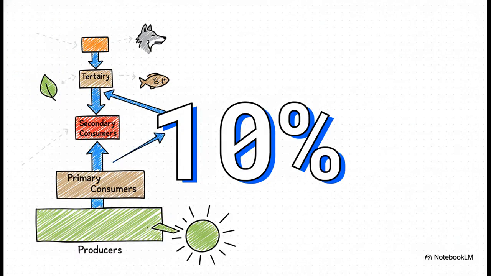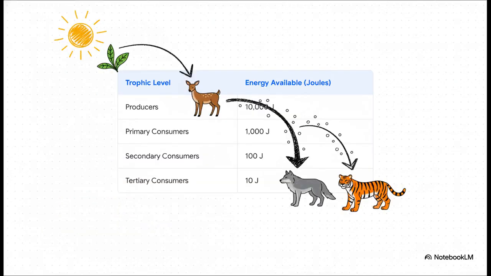This brings us to a very important rule that you must remember. It is called the 10% law. This law states that only about 10% of the energy is transferred from one trophic level to the next one. The remaining 90% is lost. Let's make this very clear with an example.